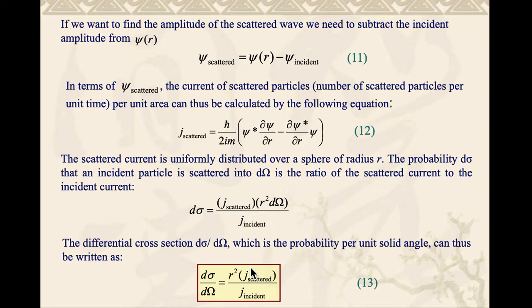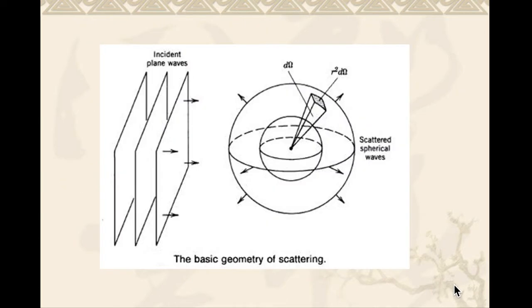These equations are known to us. That is why we are just mentioning them. And now we will be substituting the values. J scattered and j incident can be found if you know the value of psi. So we are trying to evaluate that value of psi, and we will be substituting and doing some mathematical calculations to get this value. That is the aim of using these equations.